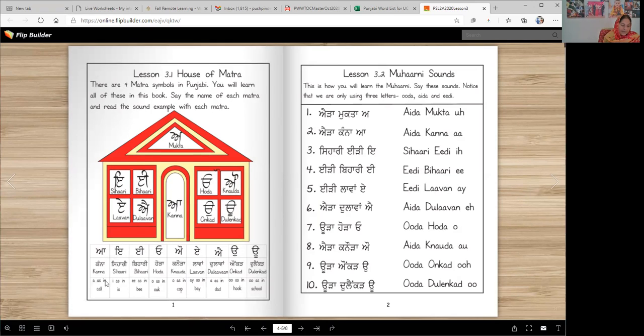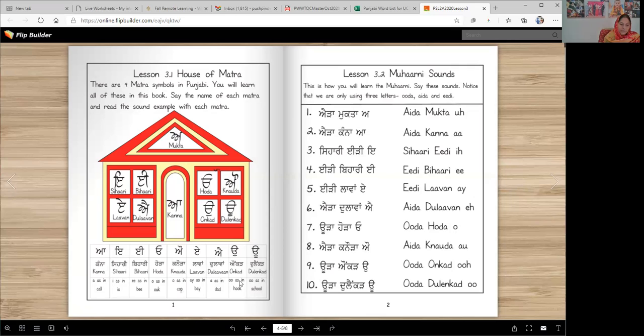Ada kanna, A as in call. Edi sihari, what sound does this make? I as in is. Edi bihari, what sound does it make? E as in B. Uda hora, what sound does it make? Like oak, oat. Ada kanora, what sound does it make? Aw, as in cop. Edi lama makes the sound A, like A and B. Ada dulama, what sound does it make? A as in dad.